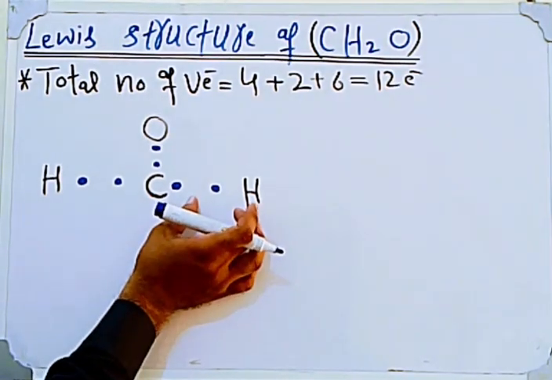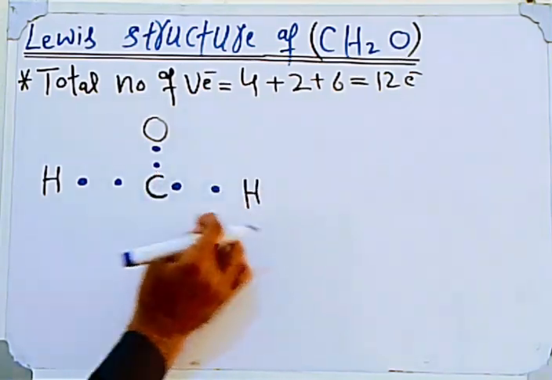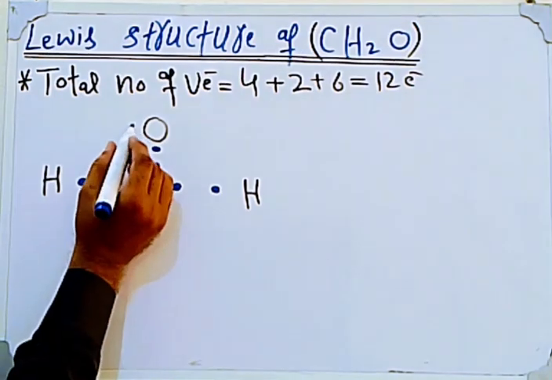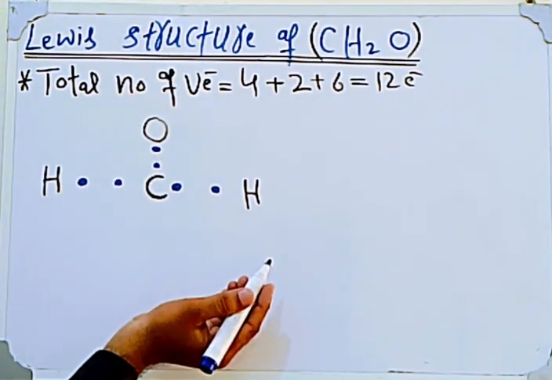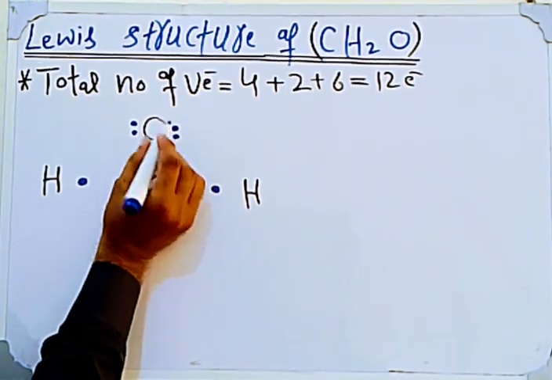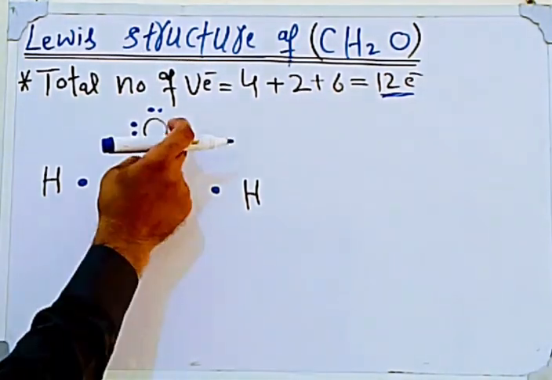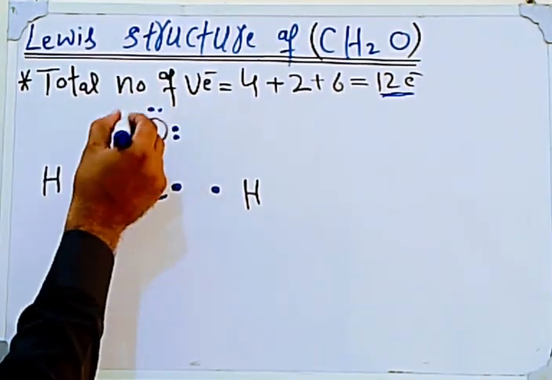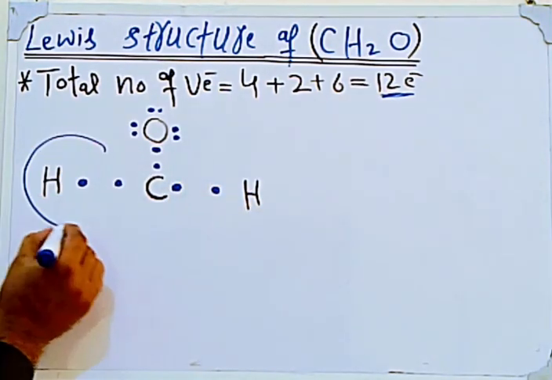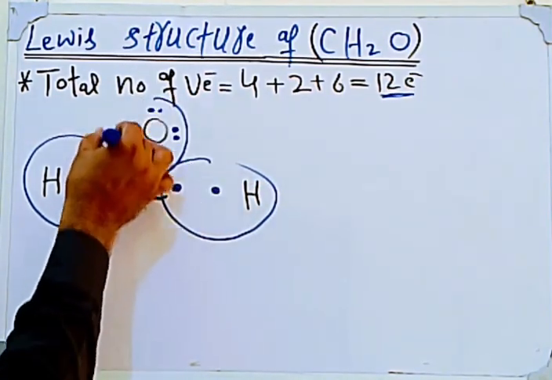We know that hydrogen needs only 2 electrons to become stable. So in this way, hydrogen completes its duplet, hydrogen completes its duplet. But for oxygen, the other electrons are present on the outer atom, so we complete the octet for oxygen. We have a total of 12 electrons. 2, 4, 6, 8. Oxygen completes its octet, and hydrogen completes its duplet.